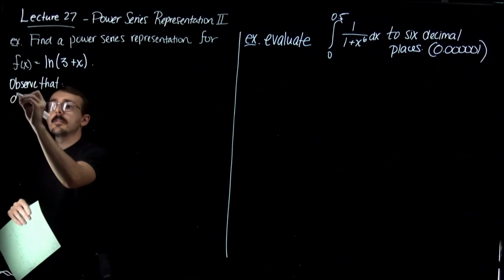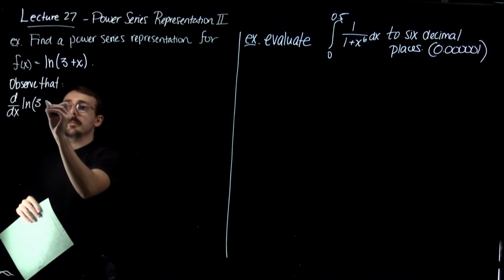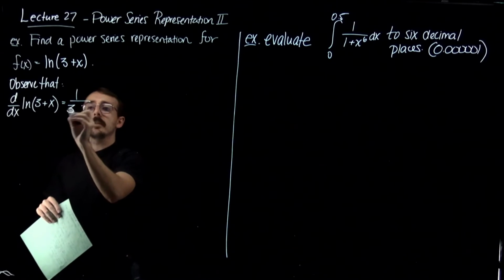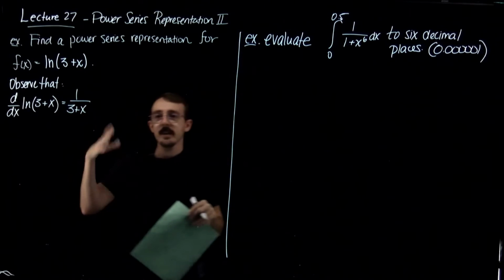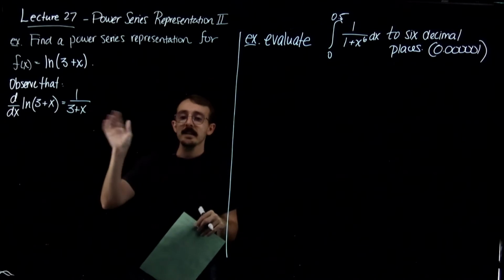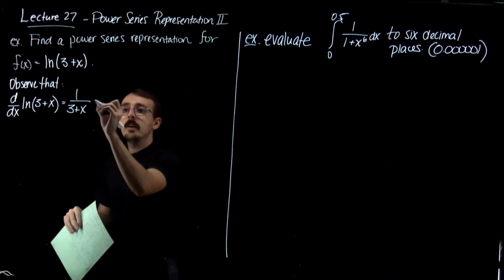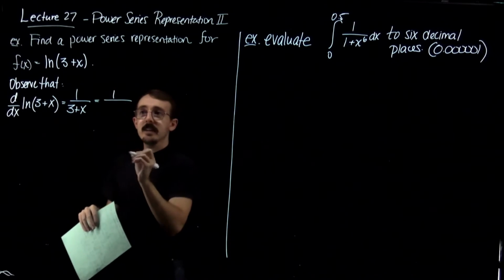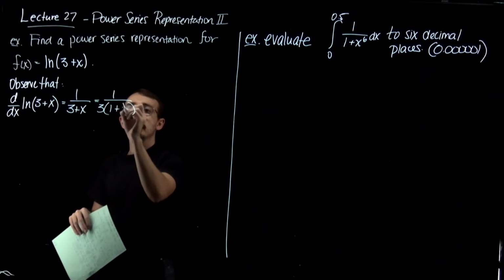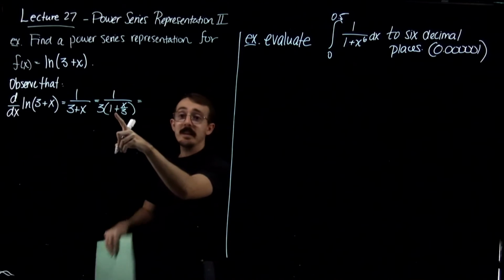I'm going to observe that the derivative of ln of 3 plus x is 1 over 3 plus x, and I get nothing else from the chain rule. It's important to make this observation because then you can manipulate this into our familiar geometric series. How we did it with this is I needed to factor out the 3. So this is 3 times 1 plus x over 3. And it's very close to what I need. I just need a minus sign here now.